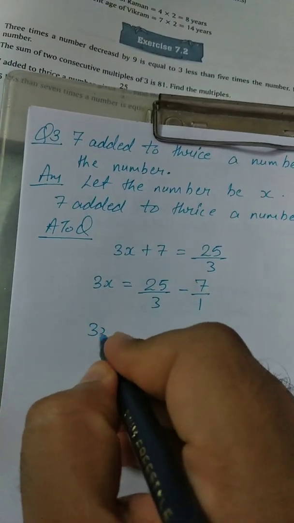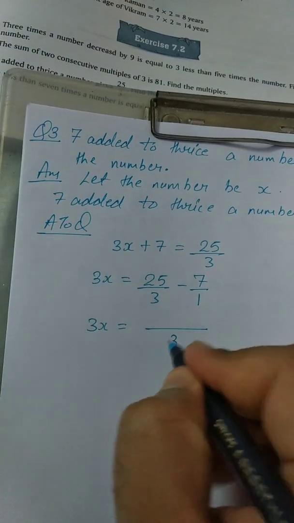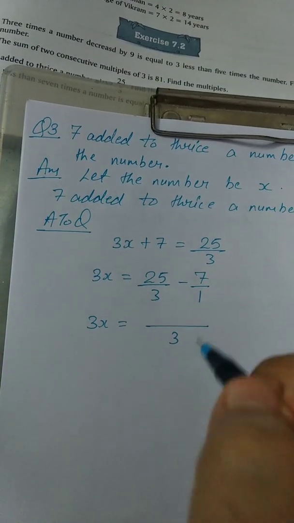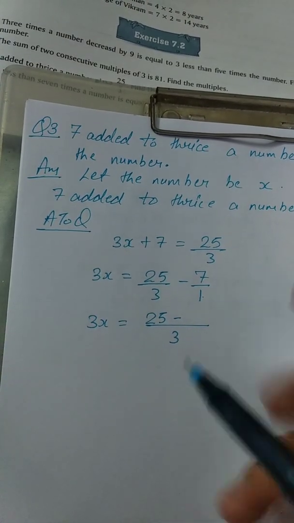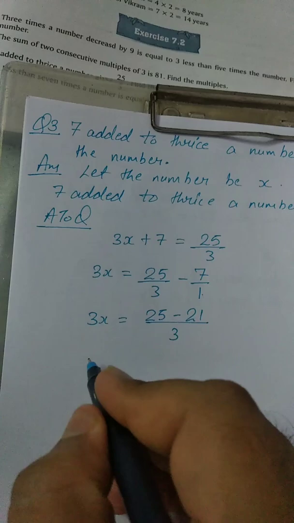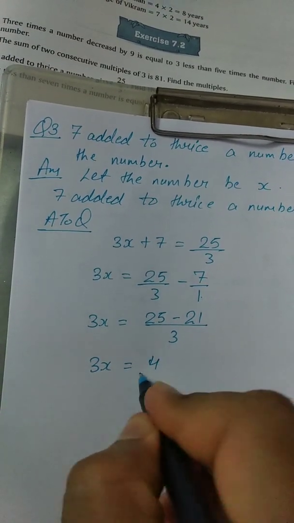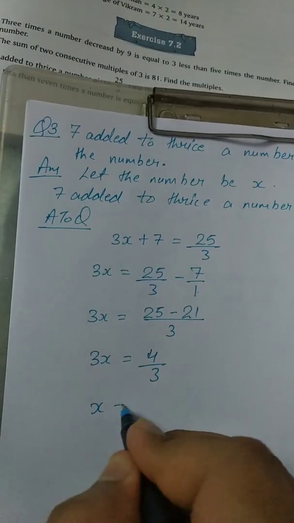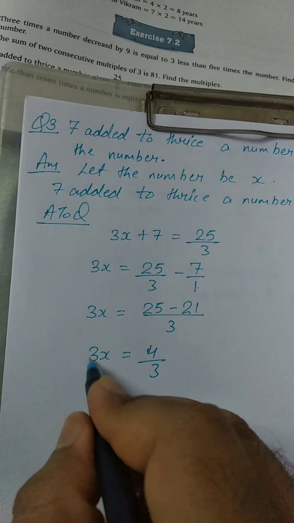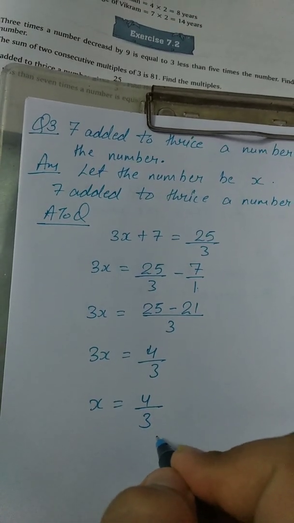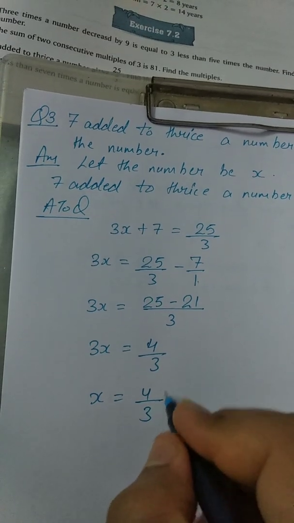Right? Now, 3x is equal to the, take the LCM of 3 and 1. LCM of 3 and 1 is 3. 3 के टेबल में 3 कब आता है 1 जा तो 25 1 जा 25 माइनस 3 के 1 के टेबल में 3 कब आता है 3 जा तो 7 3 जा 21. Right? 3x is equal to the 25 minus 21 is 4 upon 3. Now, x is equal to the 4 upon 3. When I shift this 3 from LHS to the RHS, it changes into division because 3 is a multiplication in LHS. Right?